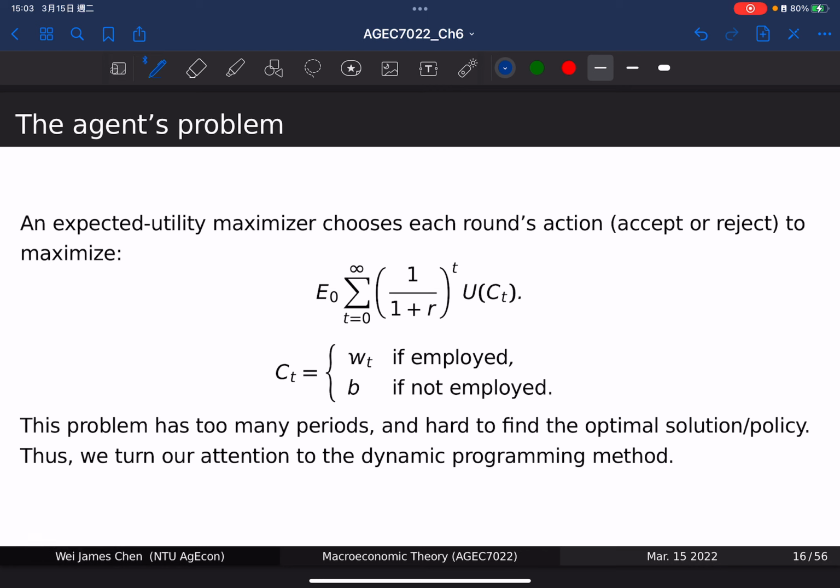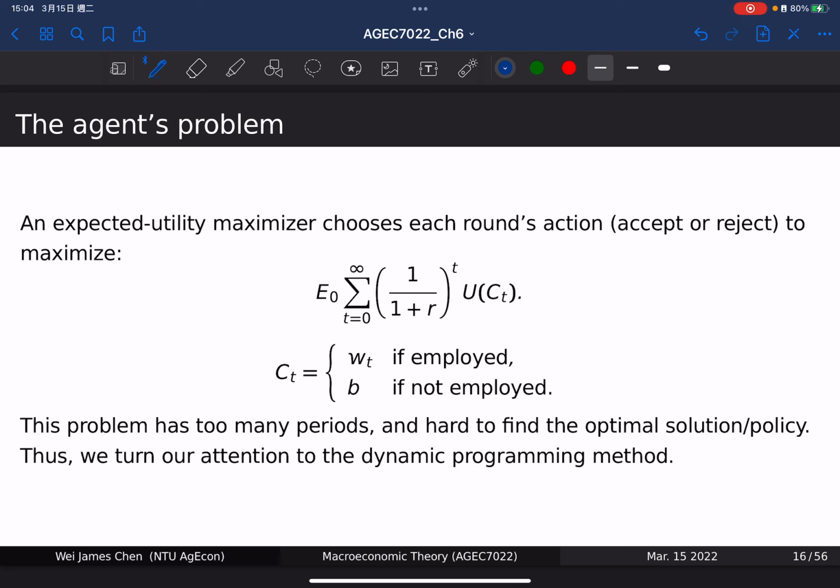So the agent's problem, I asked you to list the problem, it shouldn't be too hard. It's basically a utility maximization problem. I have infinitely many periods, so which period we start from doesn't really matter. Let's say we start from period 0. From t equals 0, I maximize my discounted utility over all the periods.